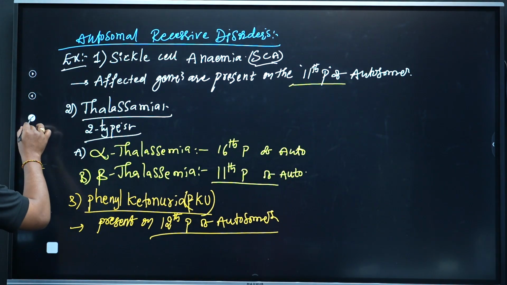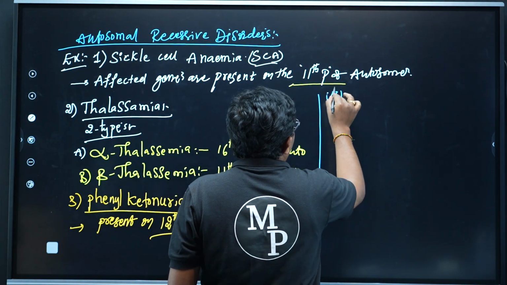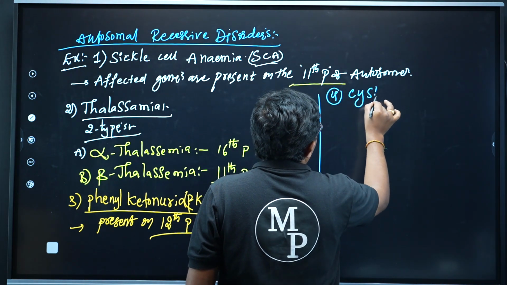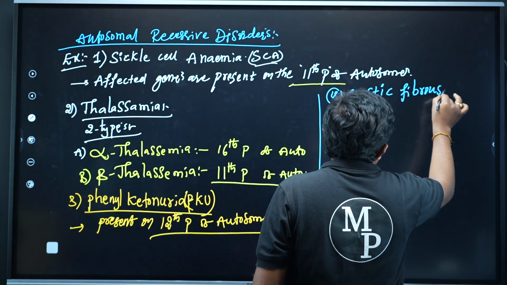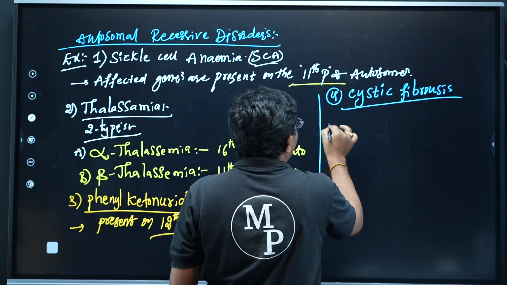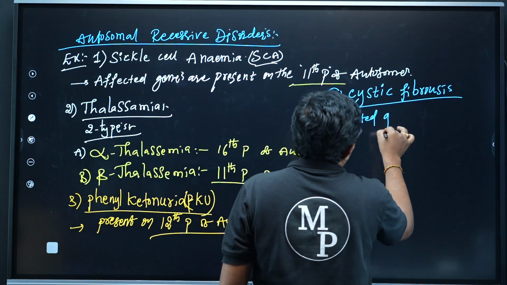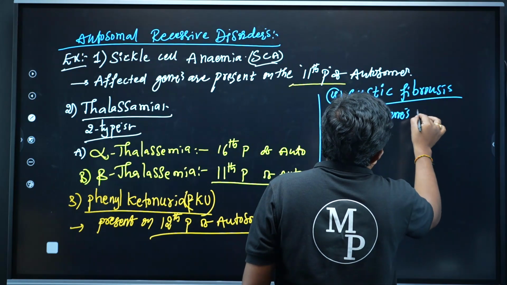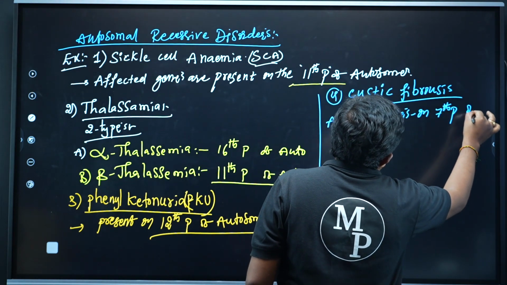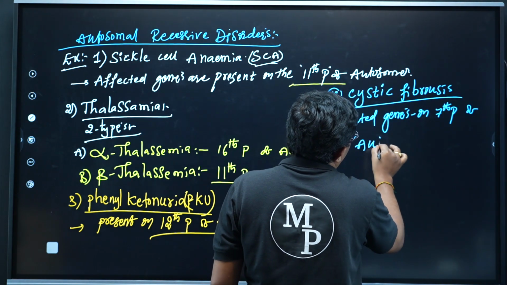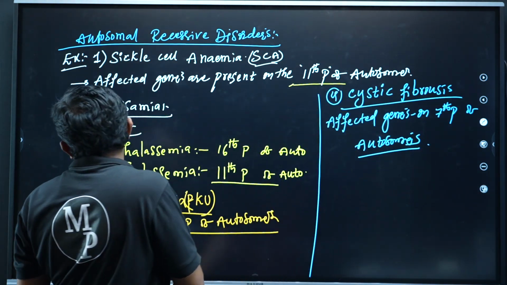And one more disease is there, that is the fourth one, cystic fibrosis. The cystic fibrosis affected genes are present on the 7th pair of autosomes.